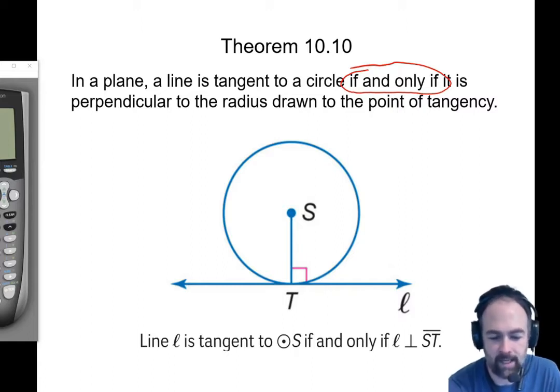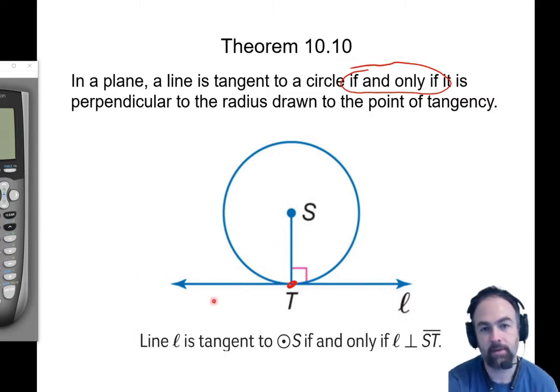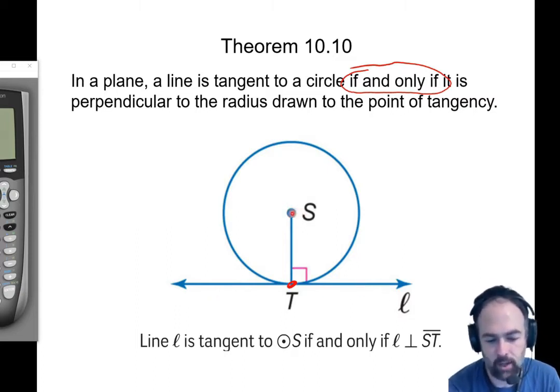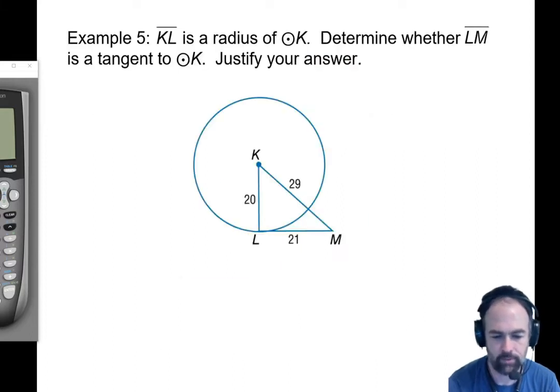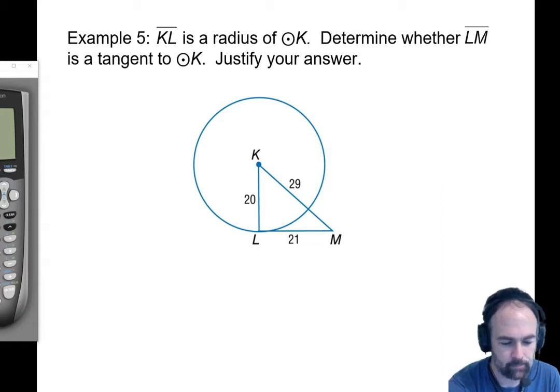So here's what I mean. I got line L, point of tangency here is at point T. ST must be perpendicular to this tangent line. Then there's also the other direction around. Let's say that I draw a radius, and then I draw a line that is at a right angle to the radius right here where the radius intersects the circle. That means that that line L must be a tangent line. Tangent implies right angle implies tangent. Goes both directions.